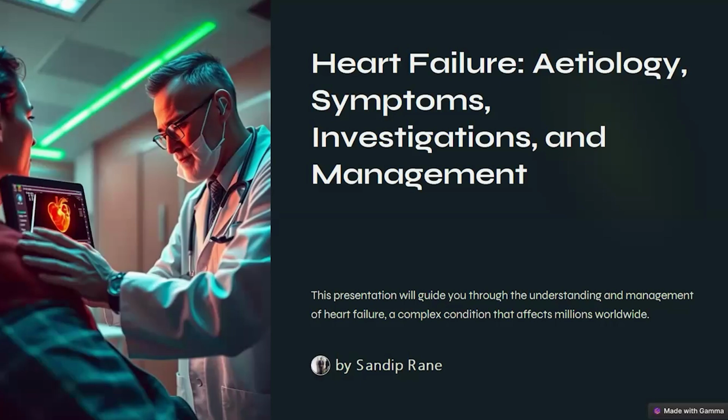I think any patient with breathlessness, you should do these investigations as a routine. Number one is troponin I. Troponin I will tell us about any ischemic episode and whether the etiology is cardiac or not.